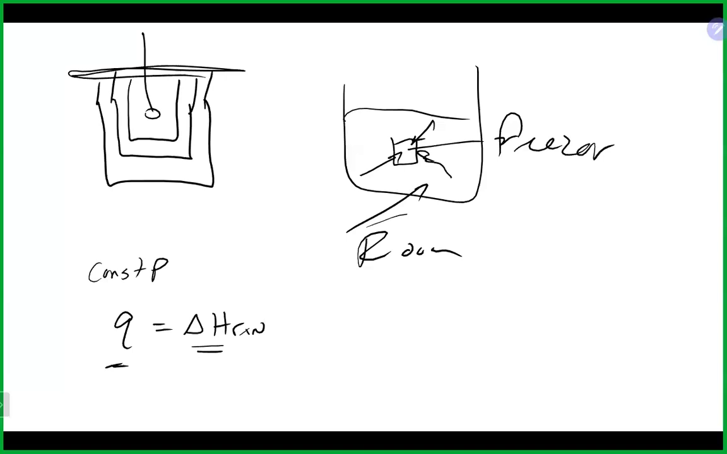So by just using coffee cups and a thermometer, for certain reactions or a lot of reactions, you could actually just determine the delta H, or the change in enthalpy, of that reaction by simply using a thermometer and watching the change that occurs in the temperature.